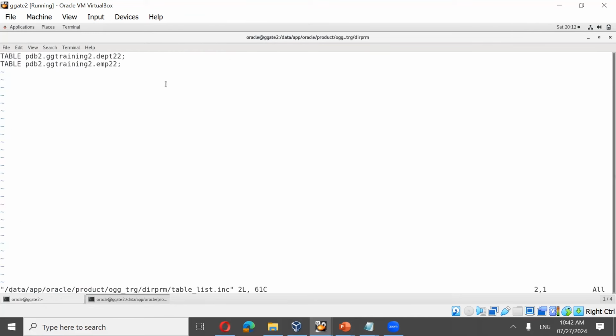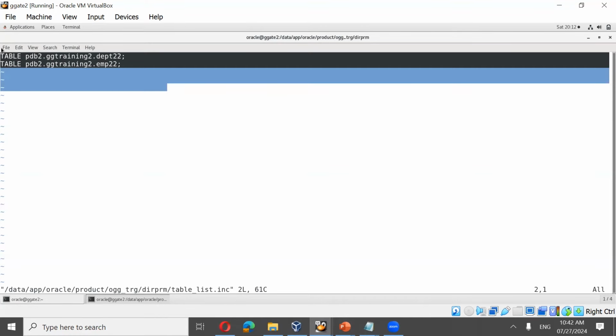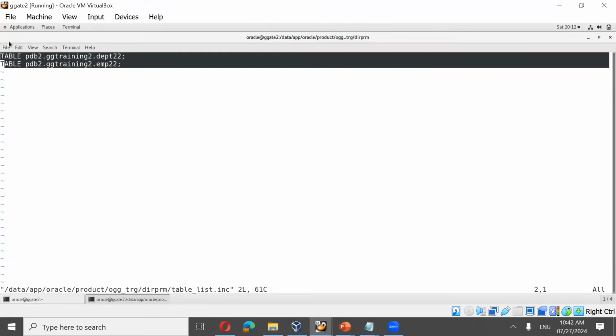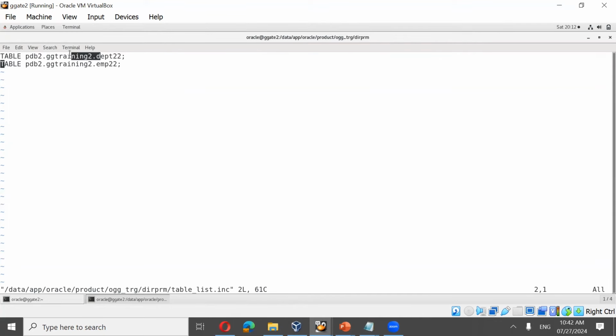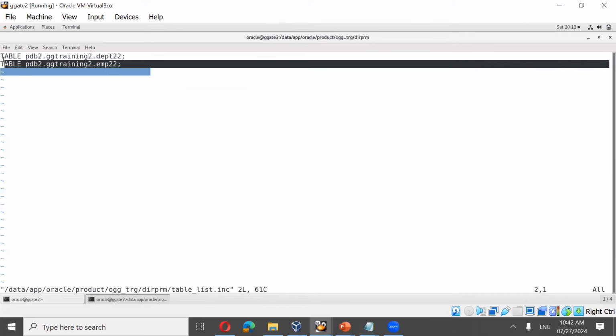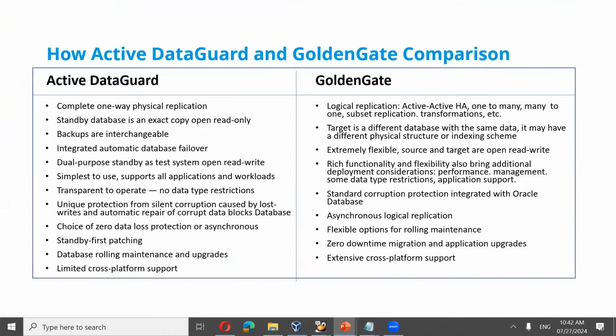So with this GoldenGate, there may be 1,000 schemas in this PDB2 database. There can be 100 schemas, there can be 1,000 schemas in this database. Each schema can have 100 tables. But what we are doing is we are asking GoldenGate to capture the data only from the GG training schema and from these two tables, DPT22 and EMP2. So you can pick and choose what you want to replicate. It's not like you are doing complete database replication. So that is the major advantage with Oracle GoldenGate. You can pick and choose. It works on your application data, and whatever you want to replicate, you can replicate.